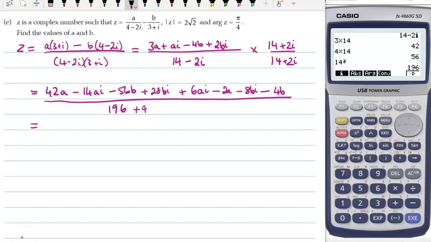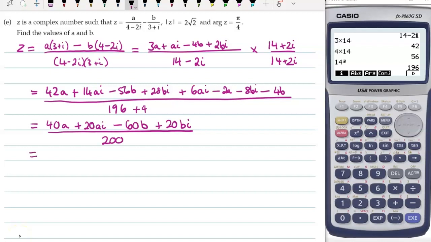Okay, let's collect up the terms. So the a's, we've got 42 minus 2 is 40a. The ai's, spotted a little mistake on this one. That should have been a plus because we were doing the positive ai times 14 there. So that will be a plus 20ai. The b's, we've got a minus 56 and a minus 4, so we end up with minus 60b. And the bi's, we've got 28 minus 8, so that's a plus 20bi. And 196 plus 4 is 200.